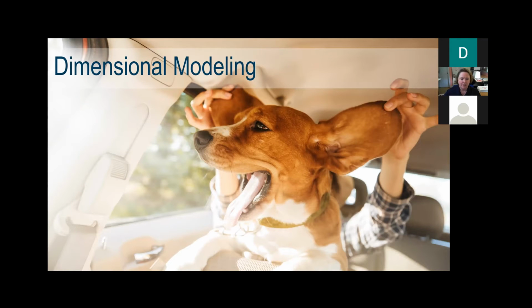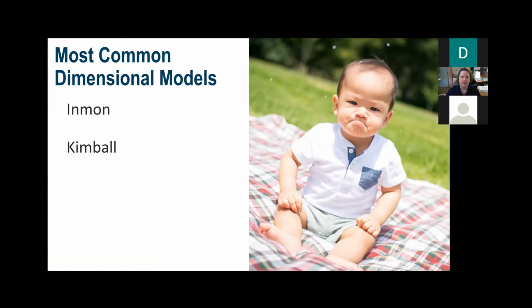So when we talk about dimensional modeling, there are two really common methodologies out there. There's the Inmon model, and then there's the Kimball model. And this can be a dividing philosophy for some folks out there. Kind of like, do you mix peanut butter and chocolate together? Some people say absolutely, other people say don't do it. I am very pro Reese's peanut butter cup, just so you know.